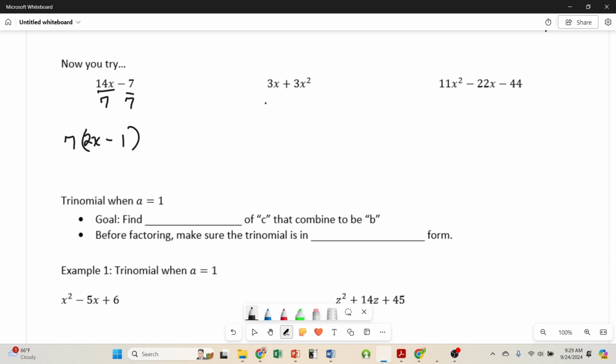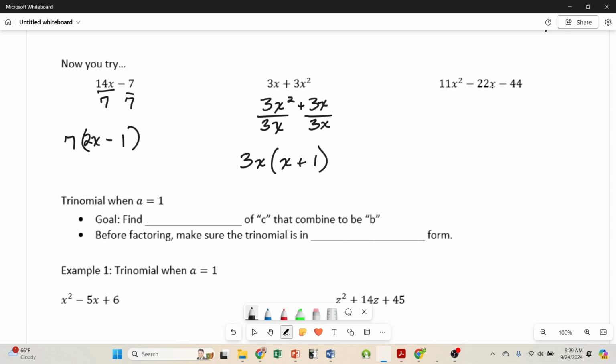Okay, one of the things here, I like writing things in descending order, so I would write this as 3x squared plus 3x. So in this case, 3 is in both, and there's an x in both. So we would have 3x out front. So 3 divided by 3 is 1. X squared divided by x is x. 3x over 3x is 1, right?